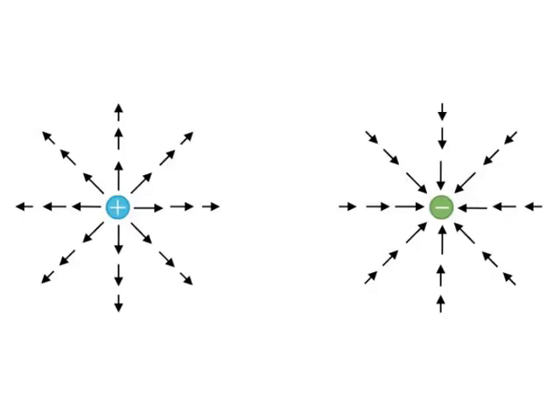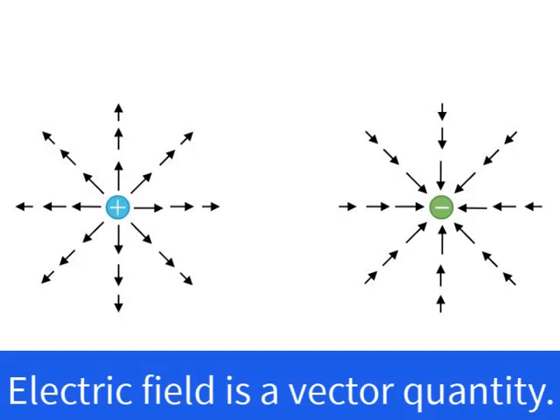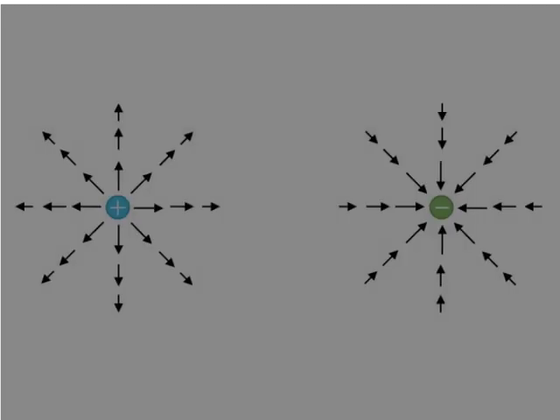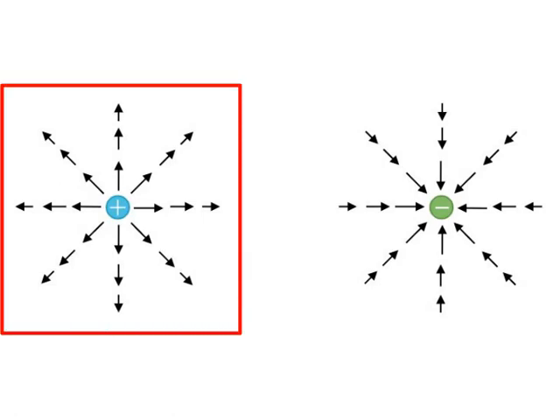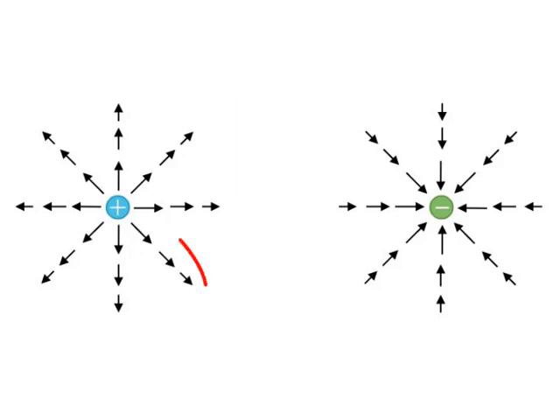Since an electric field has both magnitude and direction, it's a vector quantity and can be represented by vectors. A negatively charged particle is surrounded by vectors that point toward the particle. For a positively charged particle, the vectors point away. Magnitude of the field is indicated by the vector length. The electric field is greater where the vectors are longer.